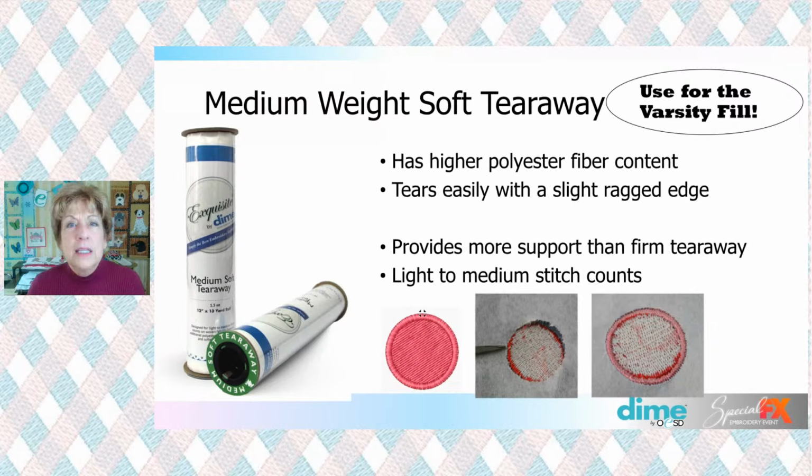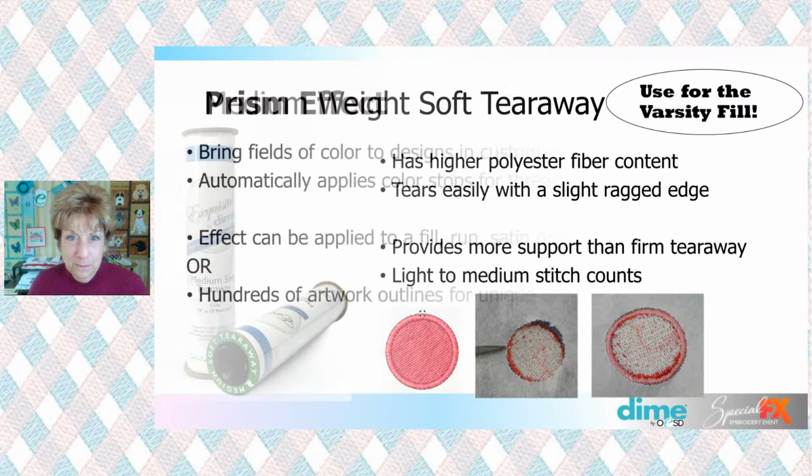a higher polyester content. That means it is going to stand up to these heavy fill stitches without ripping away, especially important when you need to do that satin stitch outline around that letter or that design, because you don't want it perforating that tearaway and having it fall apart. So medium weight soft tearaway, which we have in the shopping plaza and it's on sale, is what you want to use for the Varsity fill.